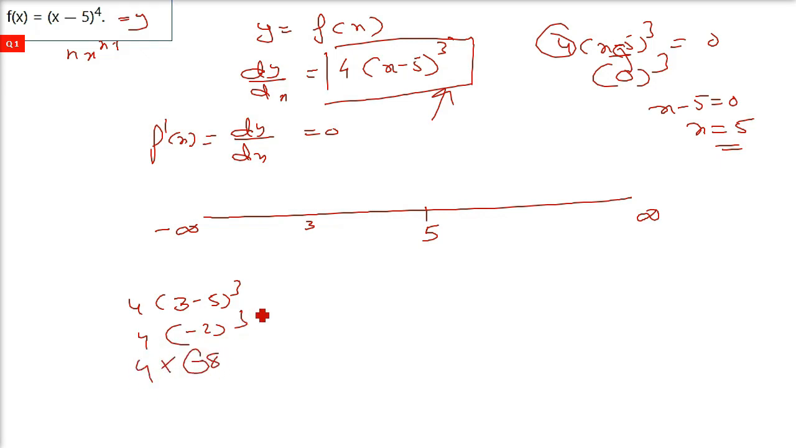You don't have to worry about the whole solution. You just have to have an idea of what value this 4 into (x minus 5) whole cube will give when it is lower than 5. So here evidently we found it to be negative.